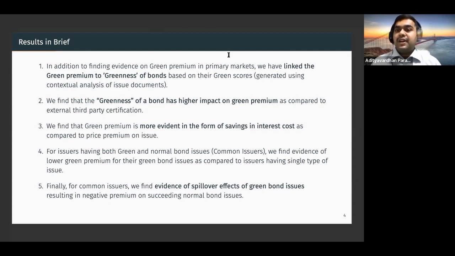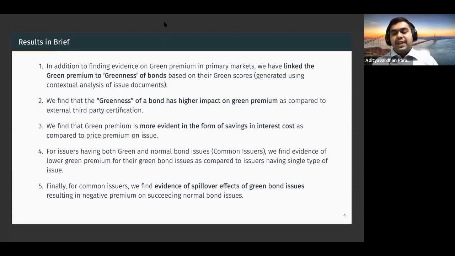The final part of our study deals with common issuers. That is, there are several issuers, those may be corporates, governmental organizations, supranational entities, which have green as well as normal bond issues. Now, we have analyzed specifically these issuers to see whether they get a higher premium or lower premium for their green bonds.